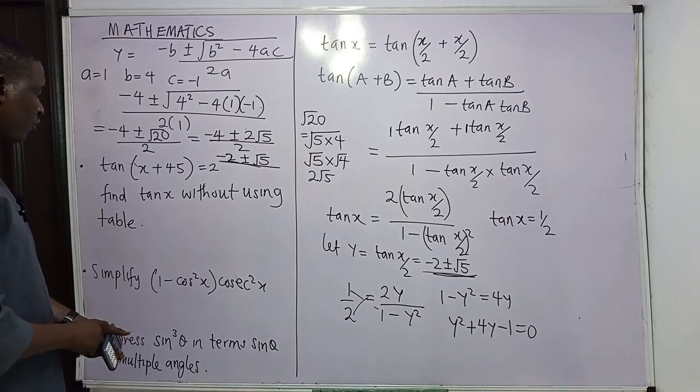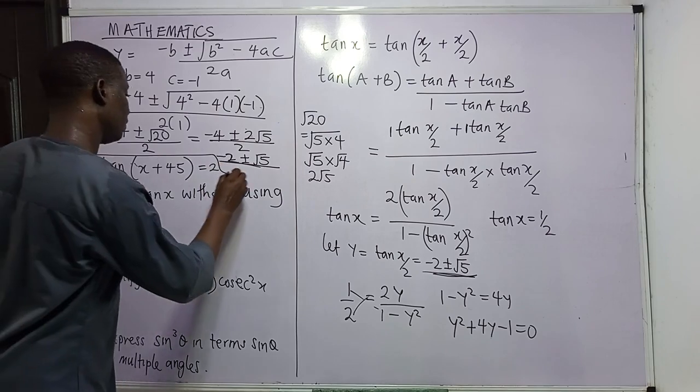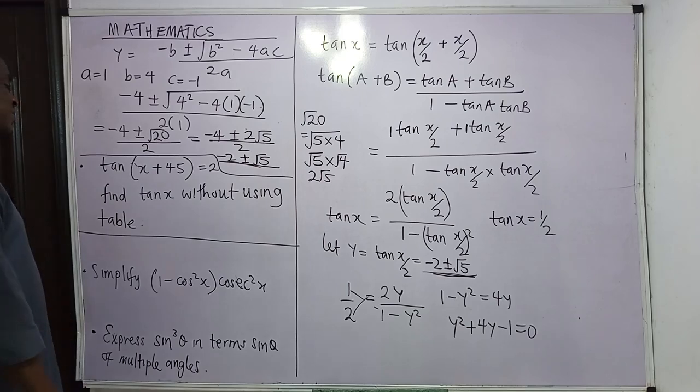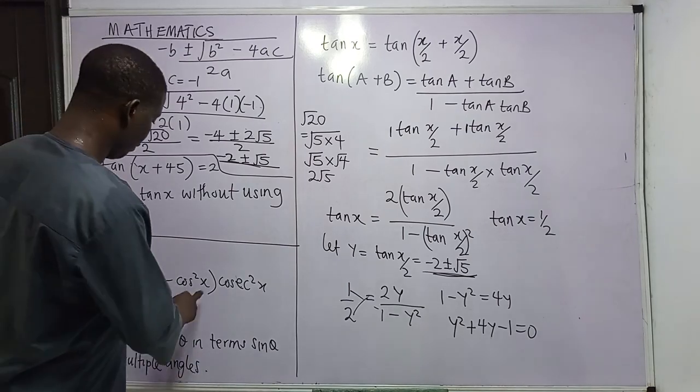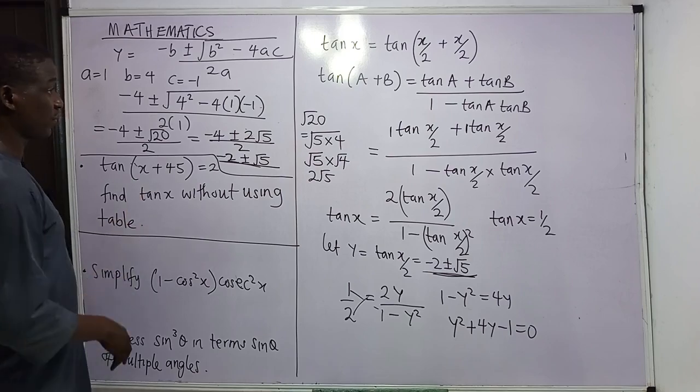So let's go to number 2. Number 2 says find x without using tables, if tan of x plus 45 over 2 equals 2. So as I was saying, we are going to look for tan x in this expression.